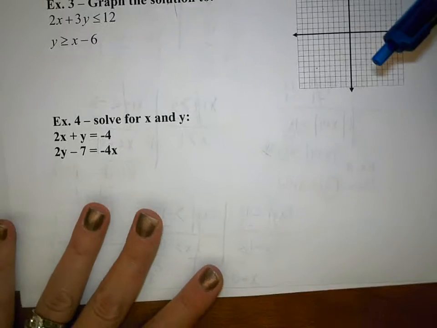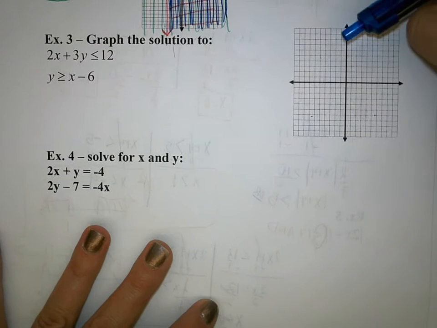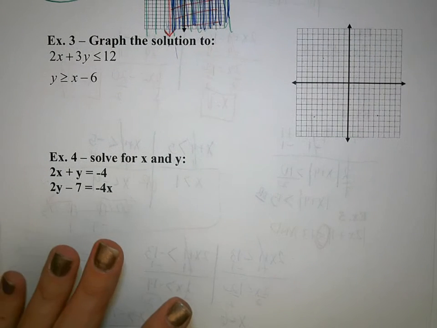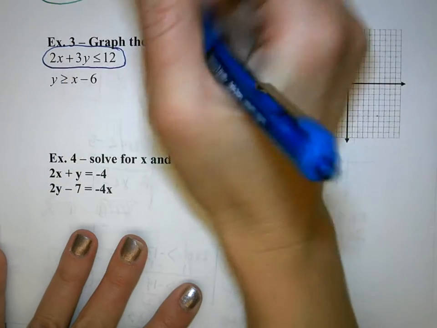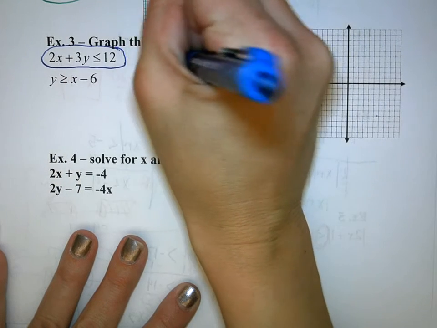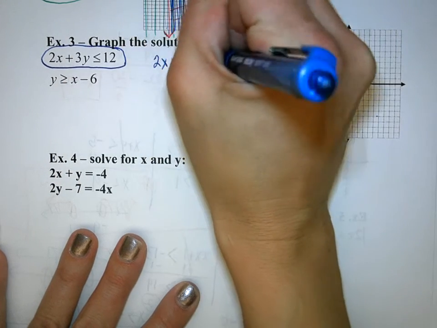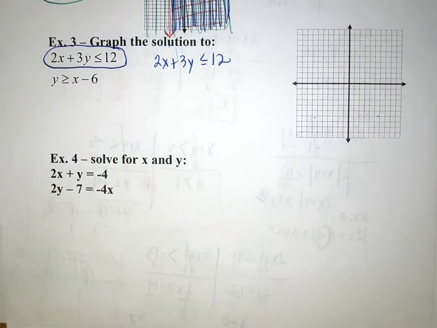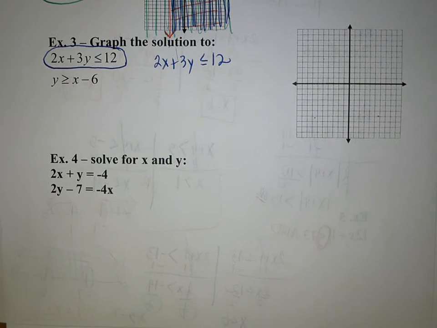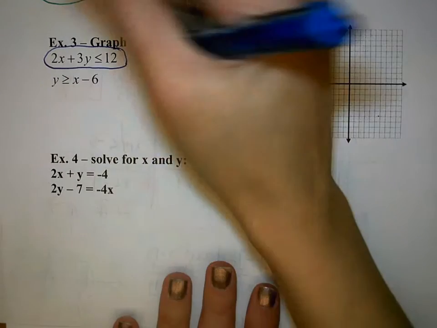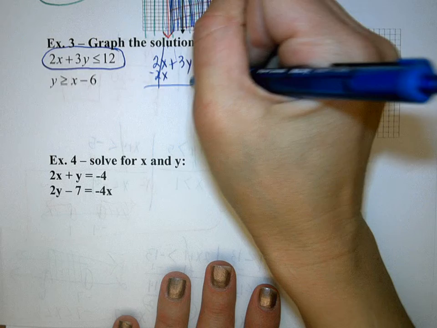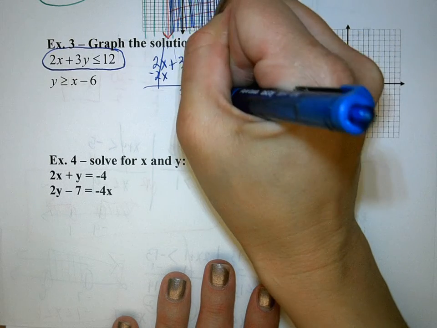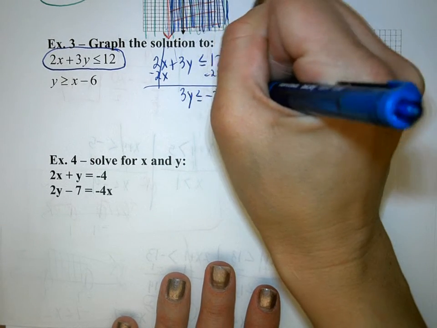Okay, example 3. What do I need to do first? Put it into y equals mx plus b form. Good. So we have 2x plus 3y is less than or equal to 12. So first thing I will subtract 2x. We have 3y is less than or equal to negative 2x plus 12.